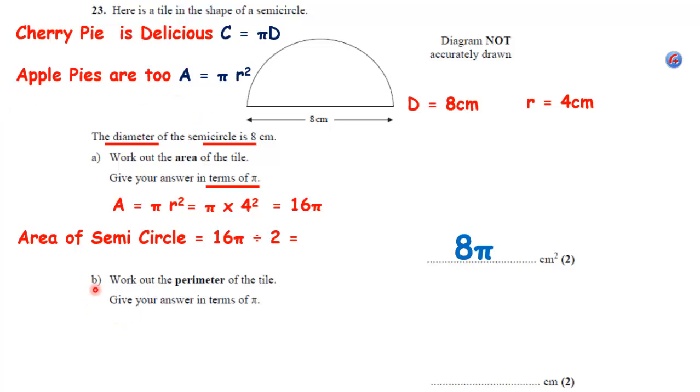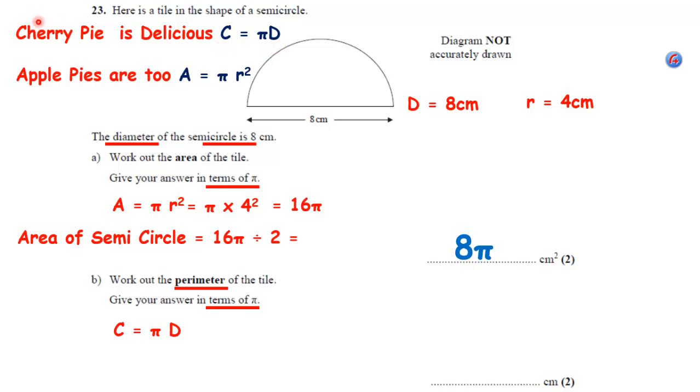Okay? Look at part B. Work out the perimeter of the tile. Now the perimeter of the tile, follow this pointer. The perimeter of the tile is the distance all the way around the circle edge, and then that 8 across there. So remember, it's the distance all the way around this half a circle, and then that edge there. So perimeter is the distance around the edge. If it was a full circle, it would be the circumference of the circle. So that's what I'm going to do first. I'm going to work out the circumference of the circle. And the circumference of the circle is given by pi times diameter.